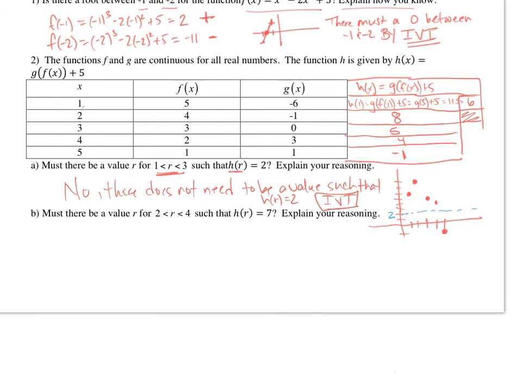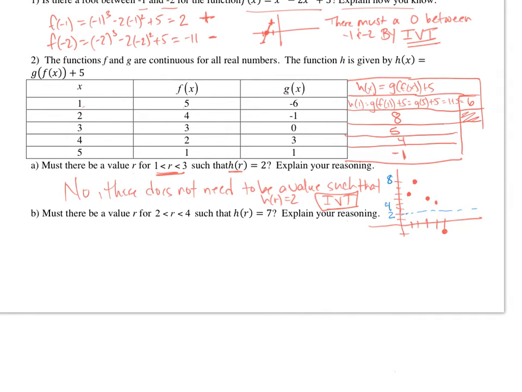On the next one, it says, must there be a value r between 2 and 4? Now I'm looking between 2 and 4, so from here to here, such that h of r is 7. Well, if I'm at 2, I'm up here at 8. Remember that this is 8. And when I get over here to 4, I am at a value of 4.